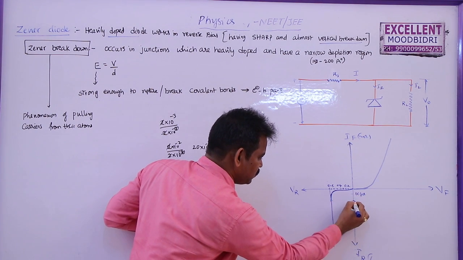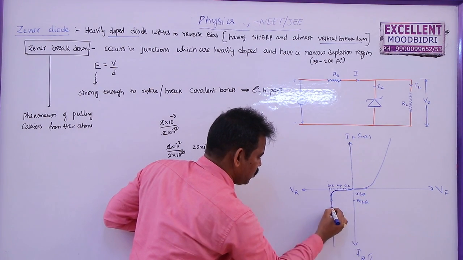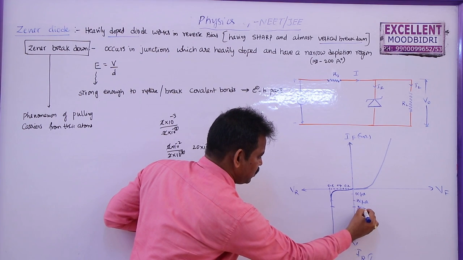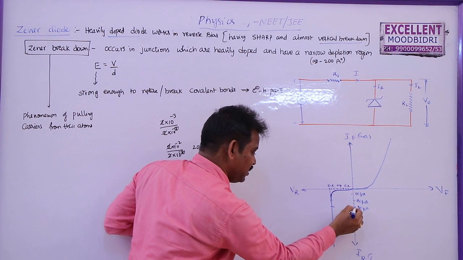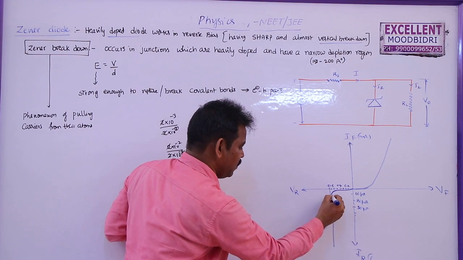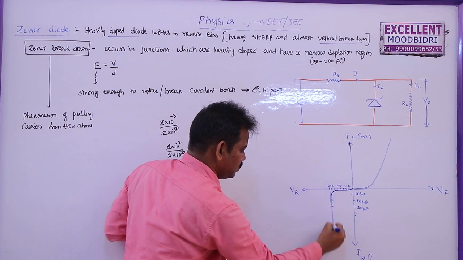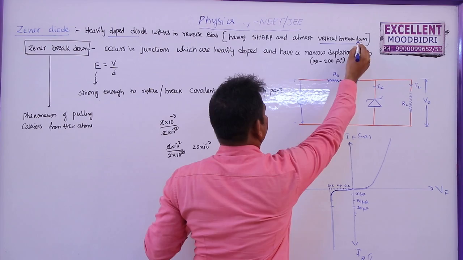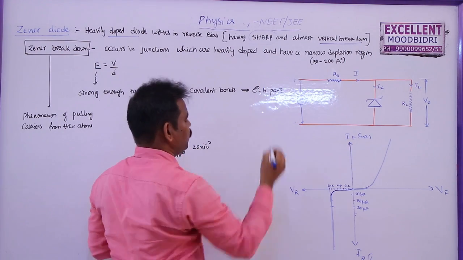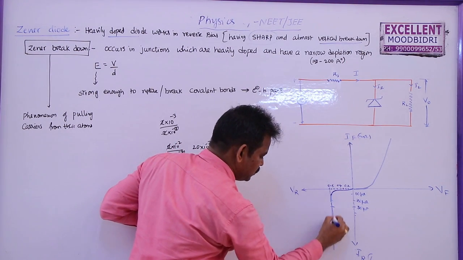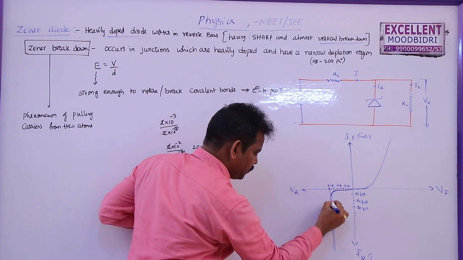At the same voltage, it will become 20 microamperes, then 30 microamperes. That means current increases rapidly for a particular voltage. This is almost a vertical breakdown and it is having a sharp value here. It is not blunt. Sharp means at the particular value itself current increases.